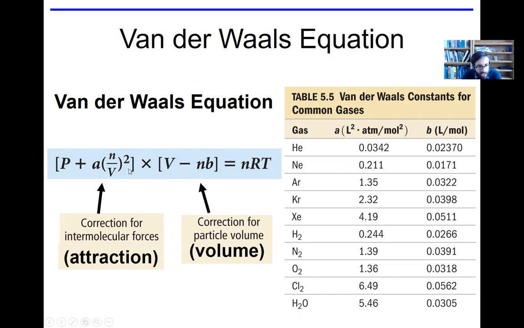And then there's this attraction correction factor. And this attraction correction factor turns out to be related to the square, okay? But it's related to the density also, the square of the density. So this is n over V, right? And this makes sense, right? So number of moles divided by volume.